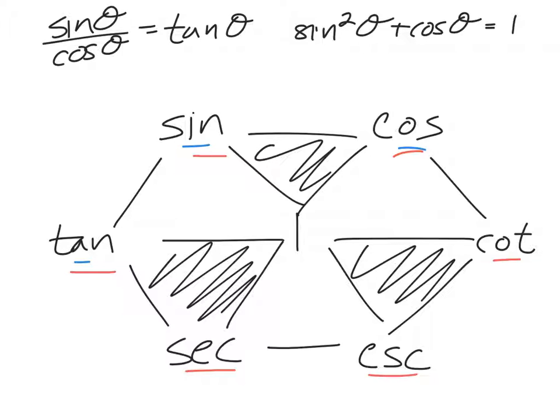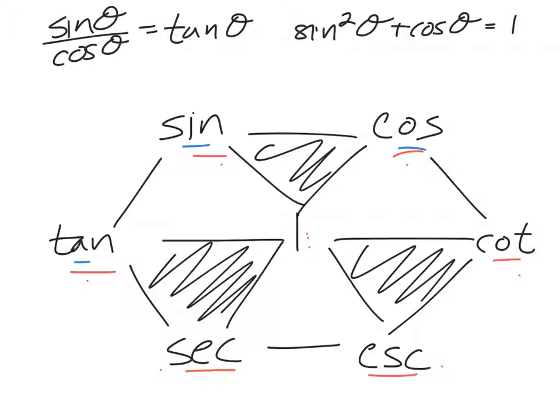Another one is using the 1 in the middle with anything to the outer edge and going all the way back across. So 1 over cosine is secant, or 1 over sine is cosecant, or 1 over cotangent is tangent.